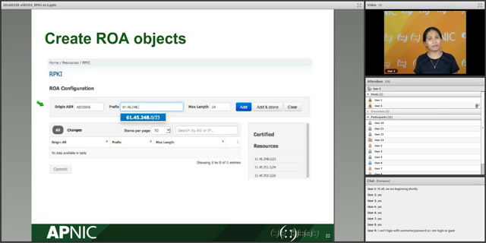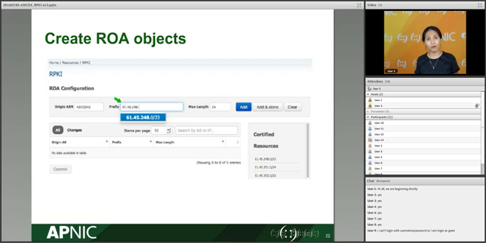So it's a very easy interface, really, as long as you understand what you're doing. What you want is for a certain IP address block to be announced or originated by an AS number. So in this case, I have AS12345. This is dummy, of course. This is just an example. And then the prefix will be this.